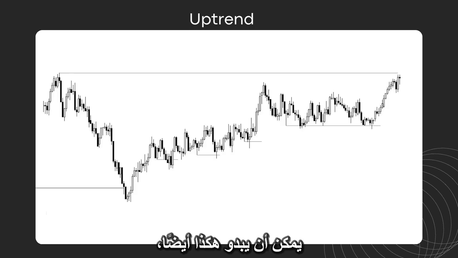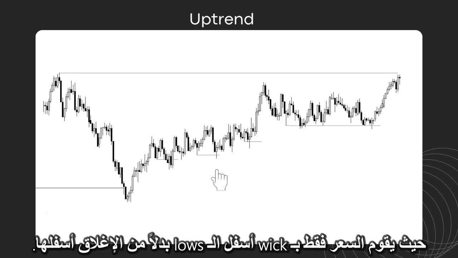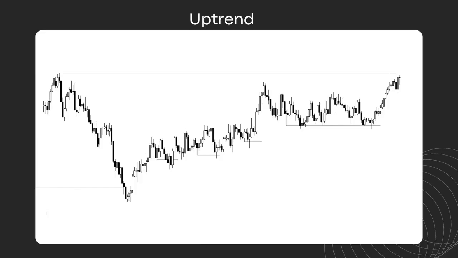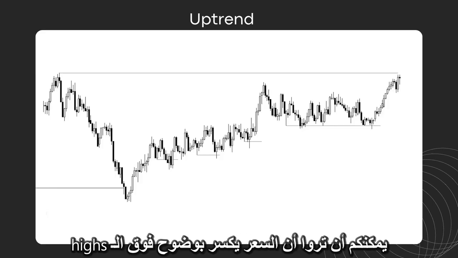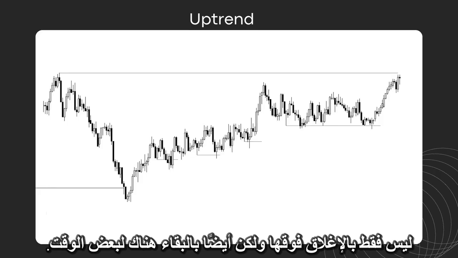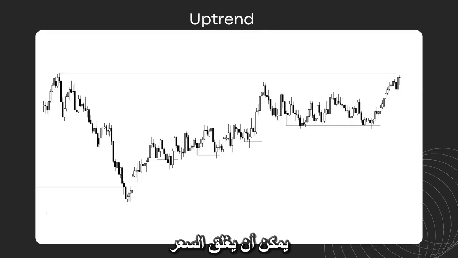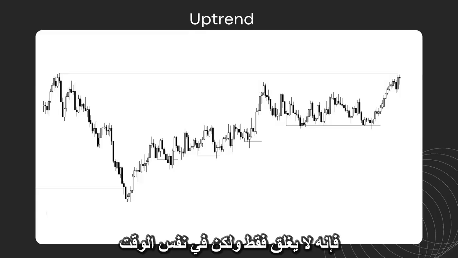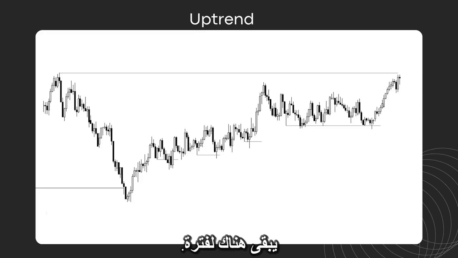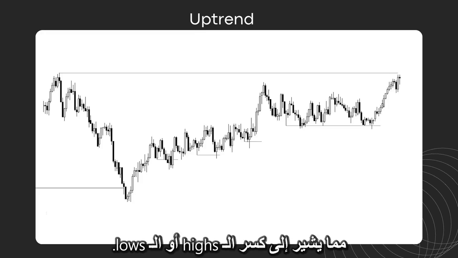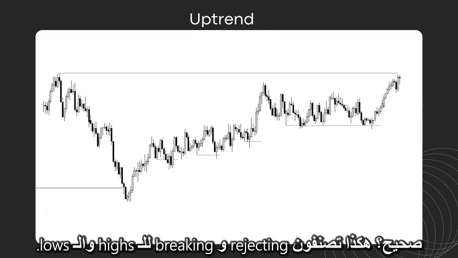Rejection below a low can also look like this, where price just wicks below lows instead of closing below them, right? Whereas if you look at the highs, you can see that price is clearly breaking above highs by not only closing above them but also staying there for quite some time, which suggests breaking instead of rejection. In rejection below lows or above highs, the price can close, but it then reverses immediately. But in the case of breaking, it not only closes but also stays there for a while, which suggests breaking of highs or lows, right? This is how you classify rejecting and breaking of highs and lows.